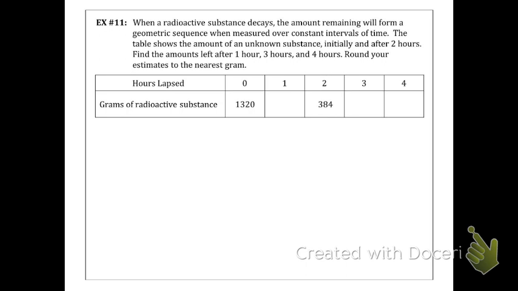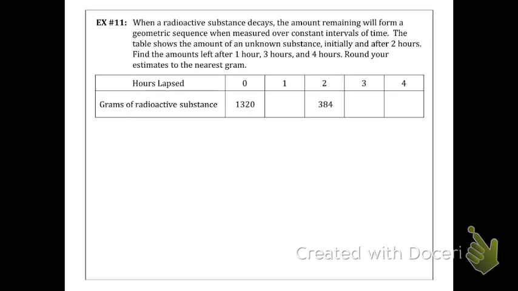All right, example 11. It says when a radioactive substance decays, the amount remaining will form a geometric sequence when measured over constant intervals of time. The table shows the amount of an unknown substance initially and after 2 hours. Find the amounts left after 1 hour, 3 hours, and 4 hours. Round your estimates to the nearest gram.